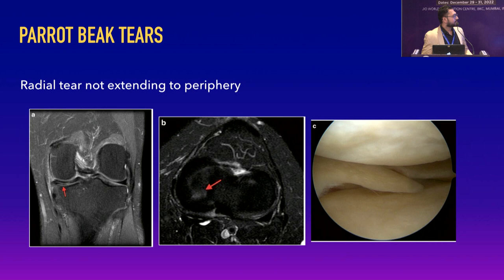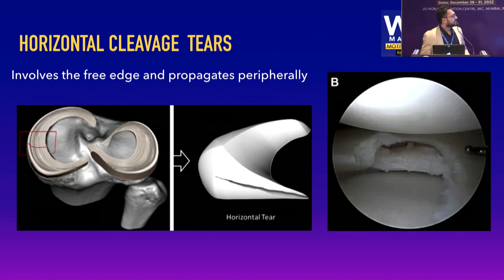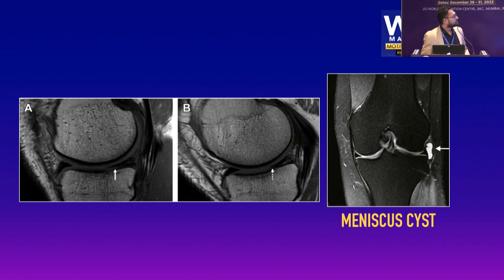Then comes the horizontal cleavage tear, where the tear starts from the free edge of the meniscus and propagates to the periphery. On MRI, you will be able to see this cleavage, and this is the meniscal cyst which forms after the synovial fluid gets seeped through the horizontal cleavage tear.